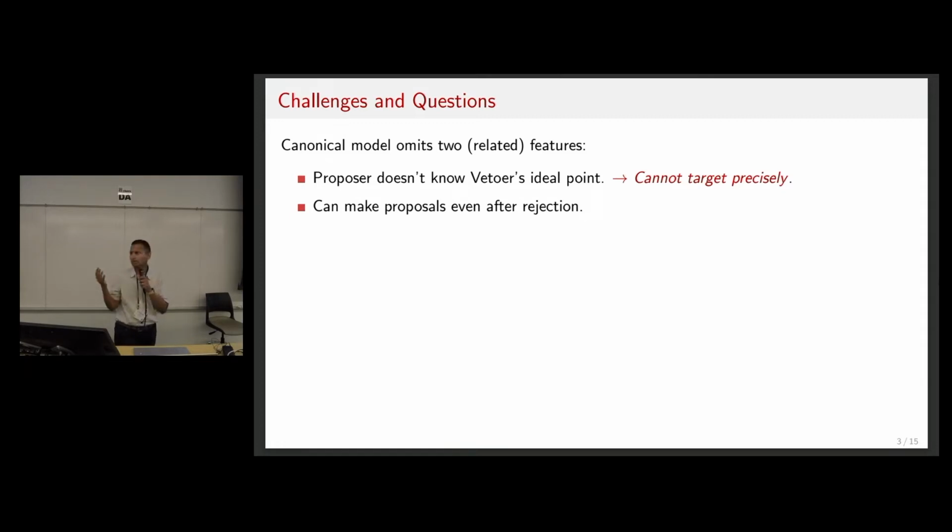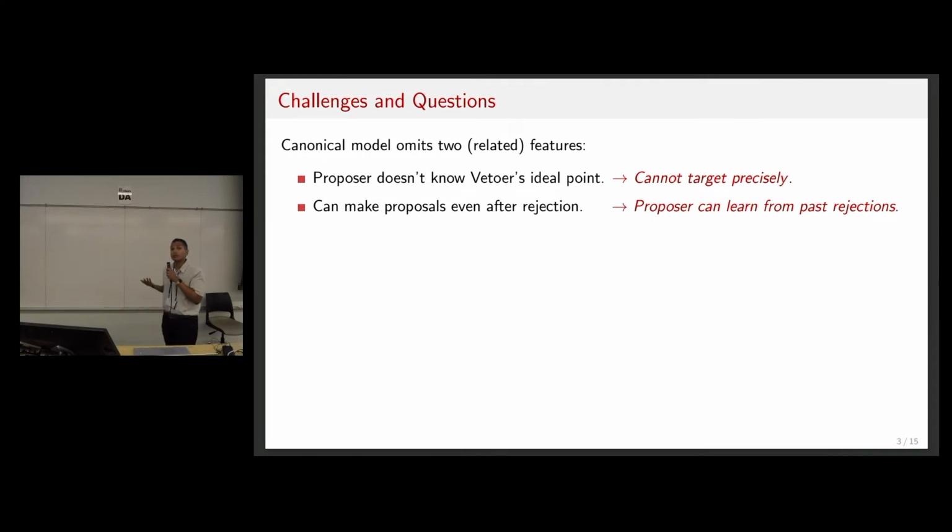Either there's a one-shot possibility of proposing this policy and passing it, and if it's vetoed, the game is over, where we're stuck with the status quo. But you could imagine, indeed, as the quote from President Obama suggested in the very beginning, that once a policy is vetoed, there are opportunities for future policies. So you can make proposals even after rejection. Now, you could imagine that the proposer is making proposals, seeing that these are rejected, and drawing inferences about the vetoer's preferences.